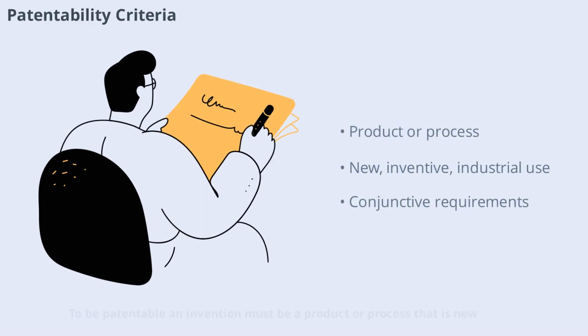To be patentable, an invention must be a product or process that is new, involves an inventive step, and is capable of industrial application. These requirements are conjunctive, meaning all must be satisfied. The law sets a high bar to ensure only deserving inventions receive monopoly rights. This prevents abuse and encourages genuine innovation, balancing the interests of inventors and society.